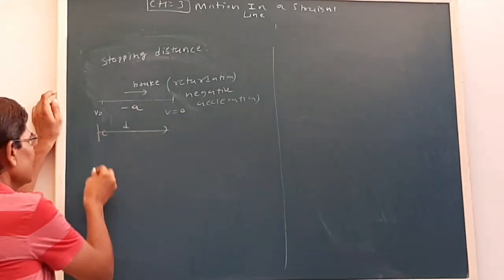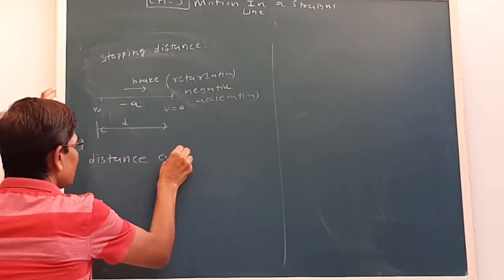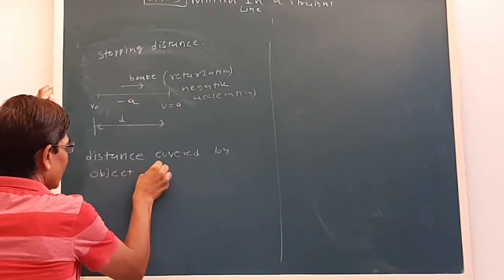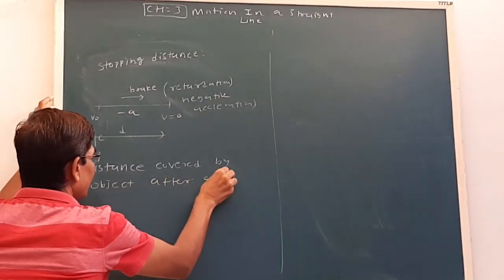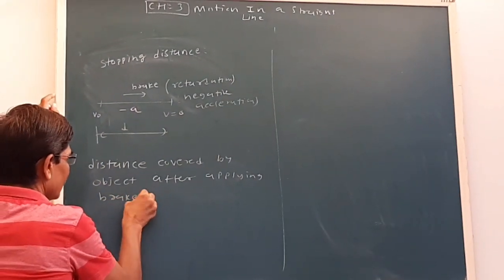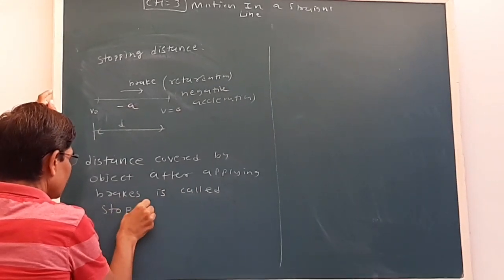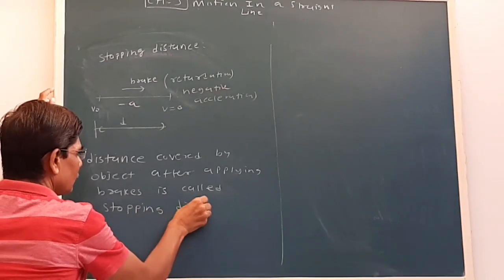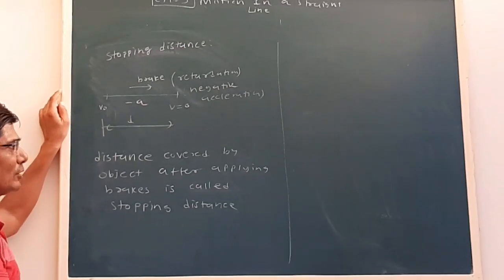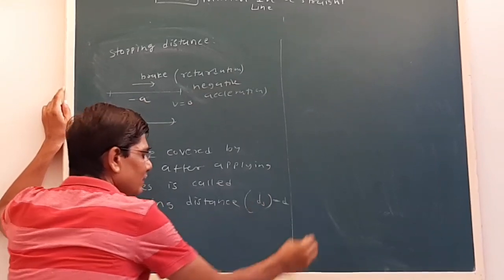So that is the distance covered by the object after applying brakes is called the stopping distance. Now see, here we have to calculate the stopping distance. Sometimes it is denoted as ds, or we can denote it simply d also.